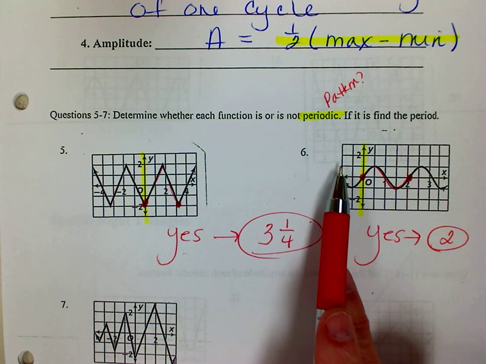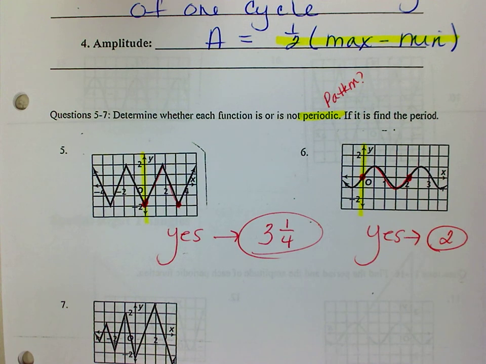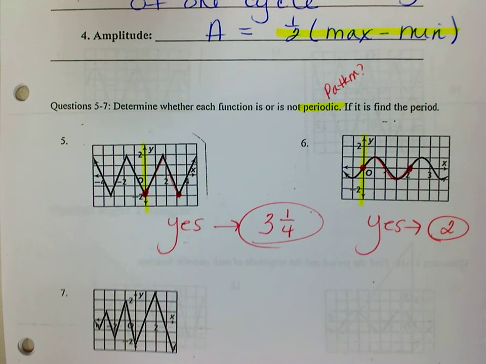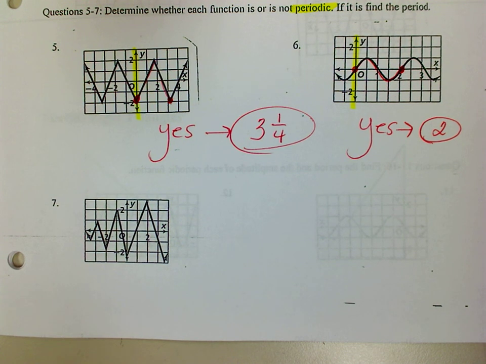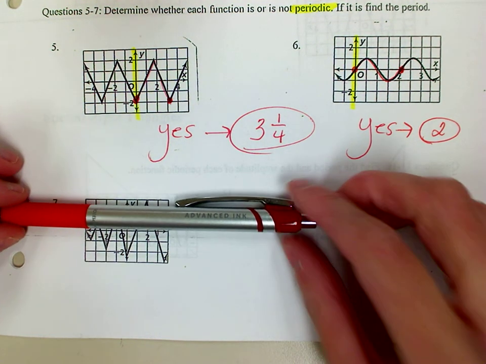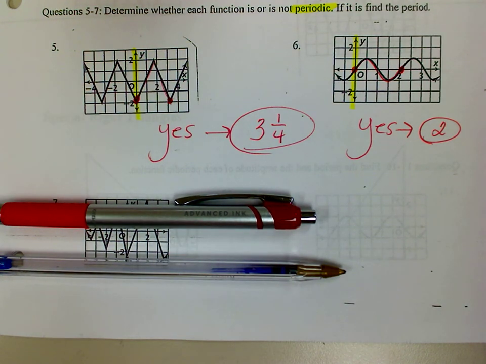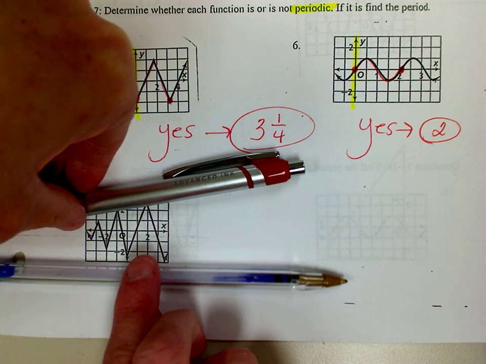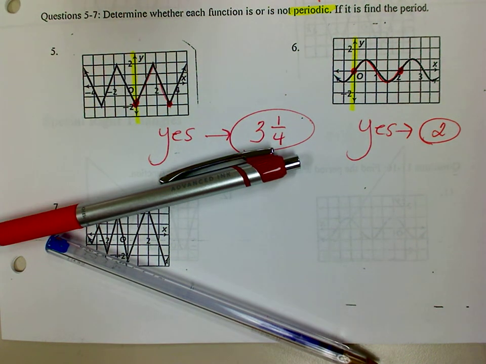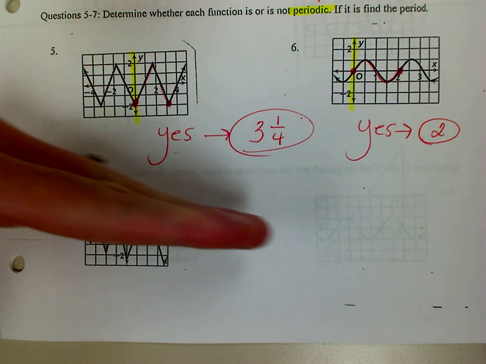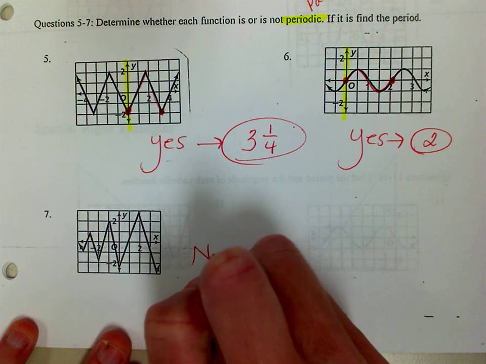It has the same height above and the same height below. Now, this one is not periodic because it's not consistent going this way. It has to be parallel to each other. If you look, it keeps going up this way and it keeps going down this way. They're not parallel. So it's not the same across the top and it's not the same across the bottom. So this is not periodic.